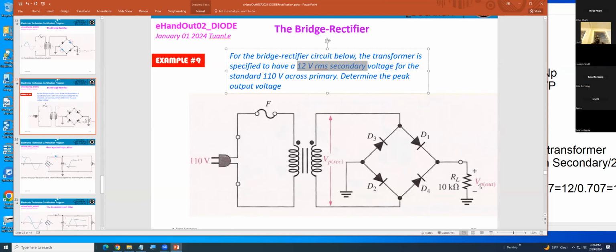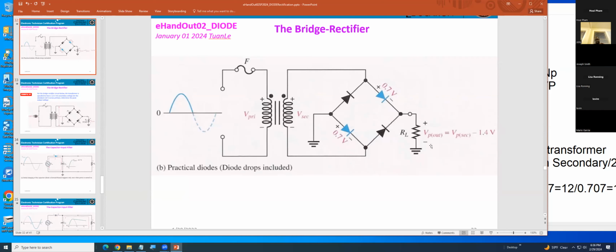The thing is the formula will be V peak out. You're going to flip the formula around. Right here. V peak out equal V peak secondary minus 1.4. That's for a bridge rectifier. The thing is when you're working on the lab phone, you should be working on that thing. Okay?